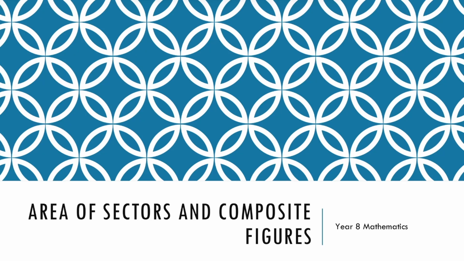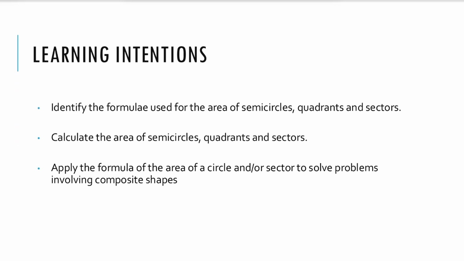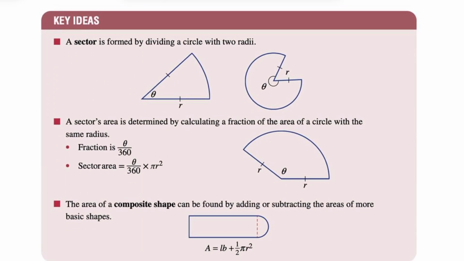So today we're going to look at the area of sectors and sectors in composite figures. So here we need to be able to identify the formula used for the area of semicircles, quadrants and sectors, calculate those areas, and also apply the formula of the area of a circle to solve these problems if they're involved in composite shapes.